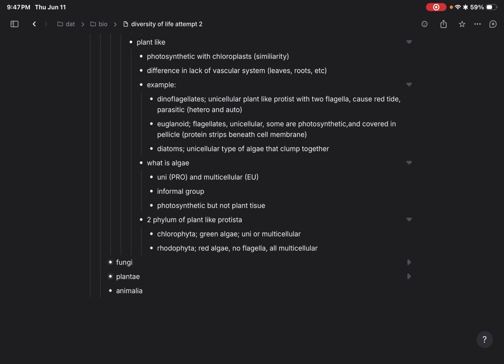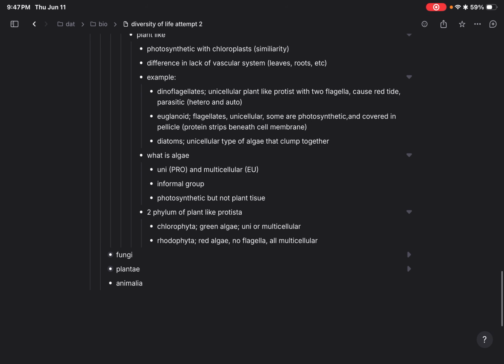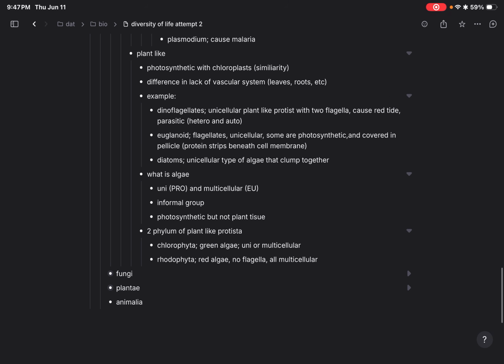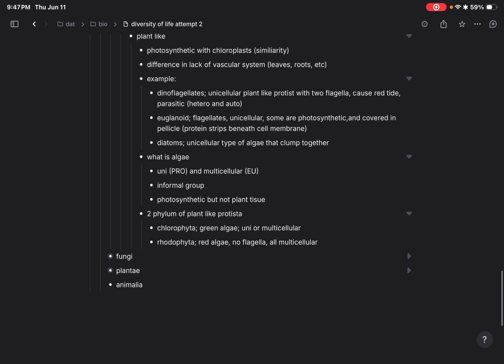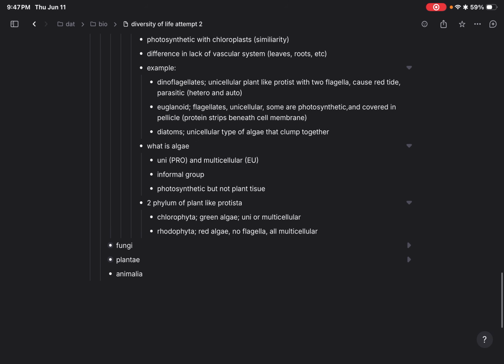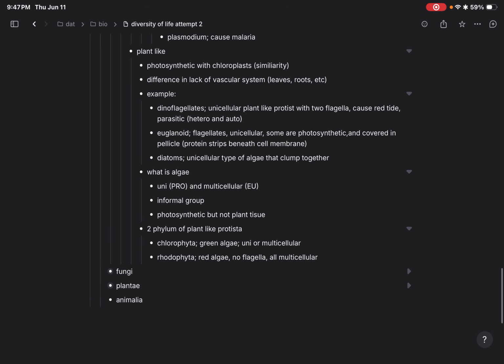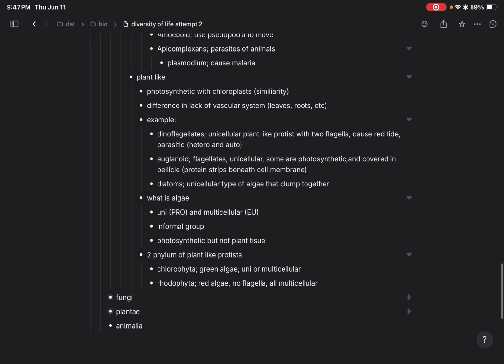So that brings up the question, what is algae? Well, algae is an informal group. It's not really recognized in the Linnaean taxonomy, but it's just kind of a distinct group. So it could be unicellular or multicellular. Multicellular will be eukaryotic, uni will be prokaryotic. And the main thing is that they need to be photosynthetic, but they're not exactly plant tissue. They don't have roots, they don't have leaves, things like that. They're just photosynthetic. So there's two phyla of plant-like protists that we can break them into.